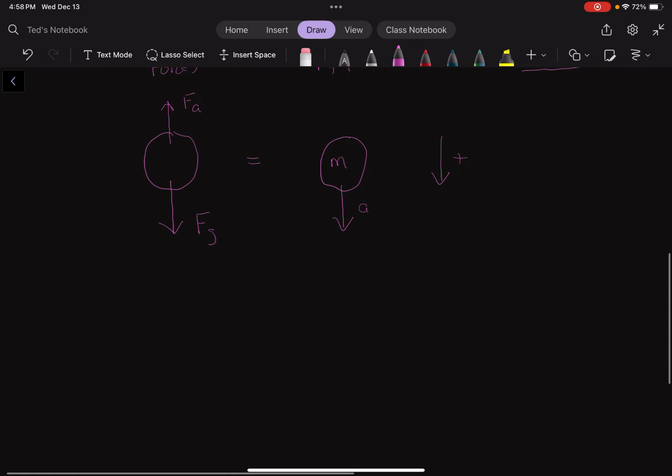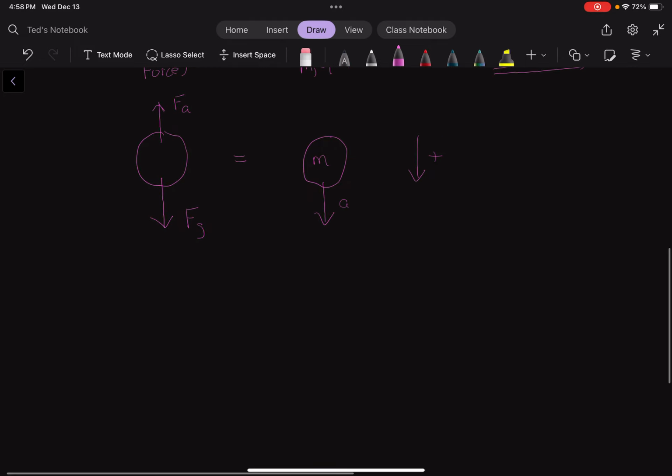Okay, so now I take this picture equation and I convert it into a math equation, and this math equation is supposed to look like, if we add up all the forces on the object, it's equal to the mass times acceleration of the object. And anything that points down should be positive, and anything that points up should be negative.